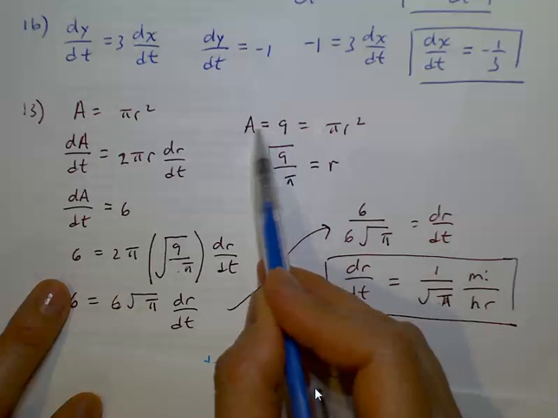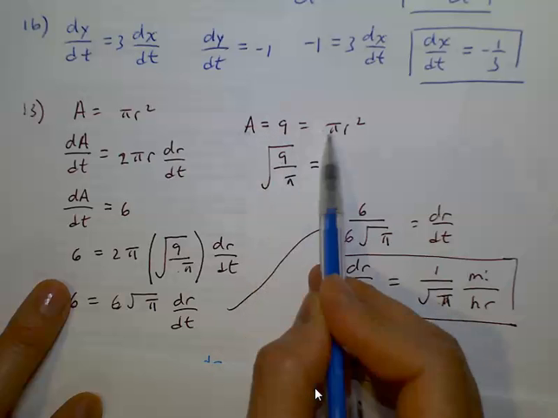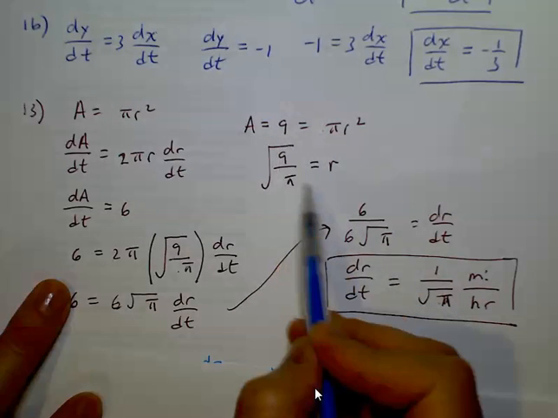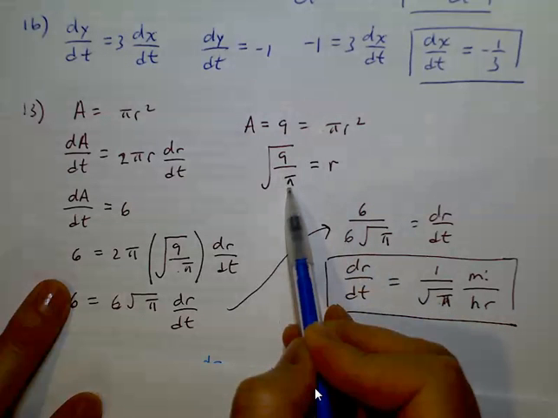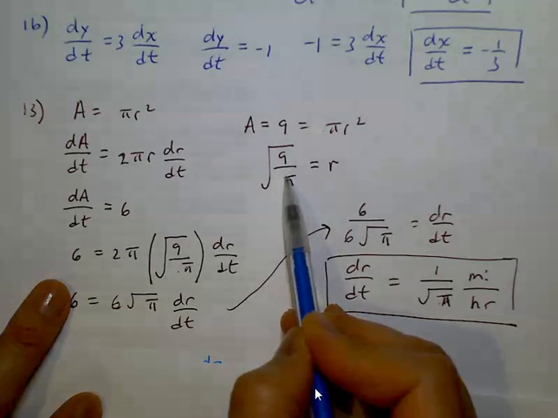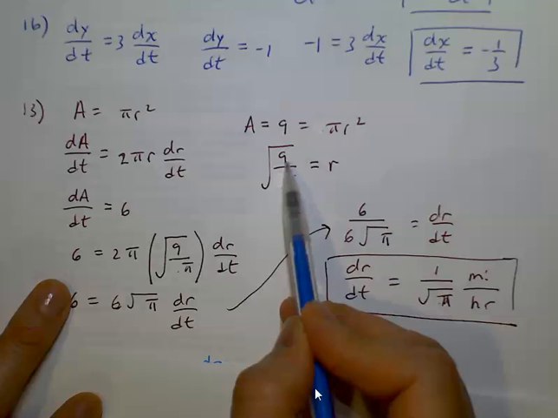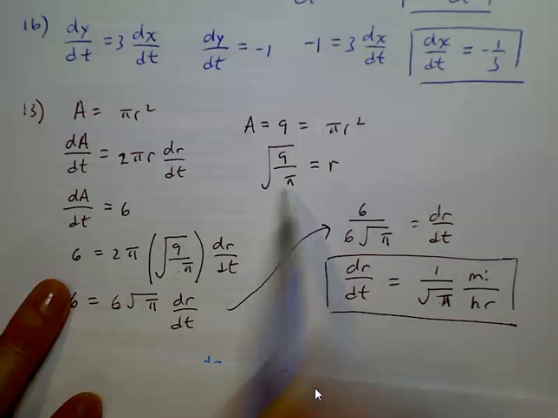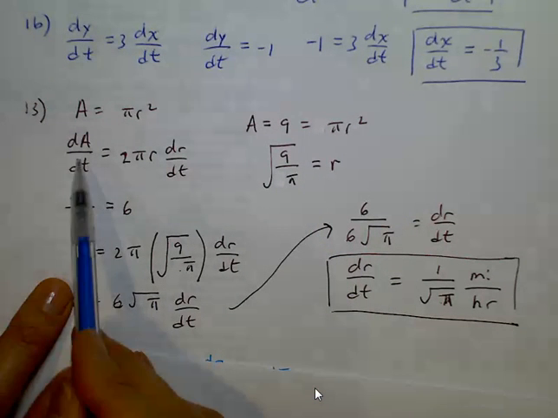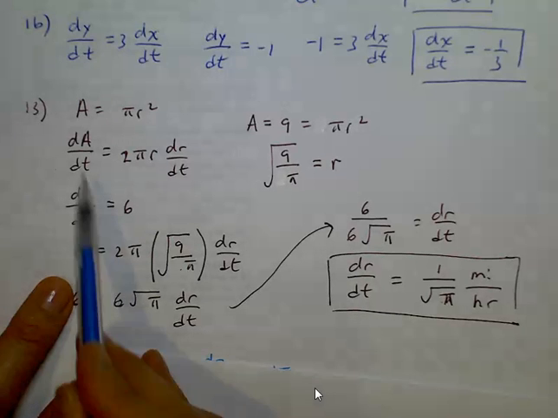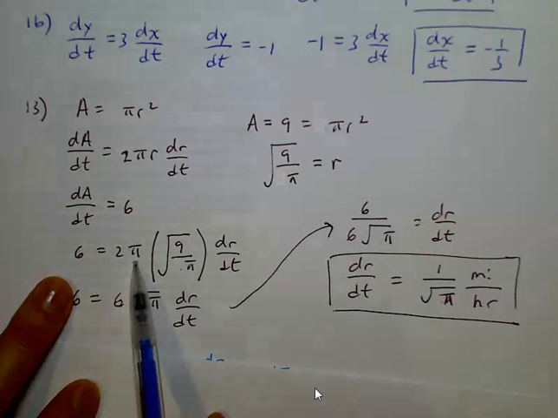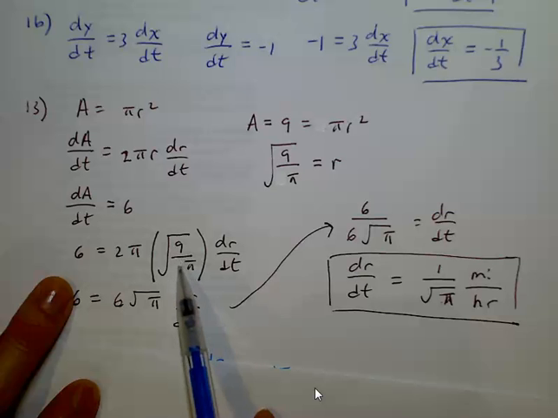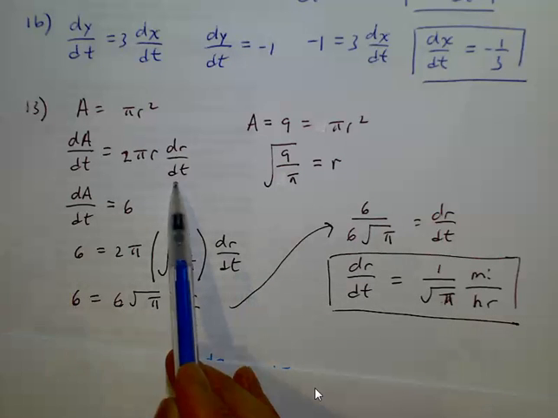So the area is equal to pi r squared, which is equal to 9. Solving for r, I would first of all divide by pi, and then take the square root. So r is equal to the square root of 9 over pi. And then I put it back into this equation right here. So dA/dt is given as 6, and that is equal to 2 pi times the radius, the square root of 9 over pi, times dr/dt.